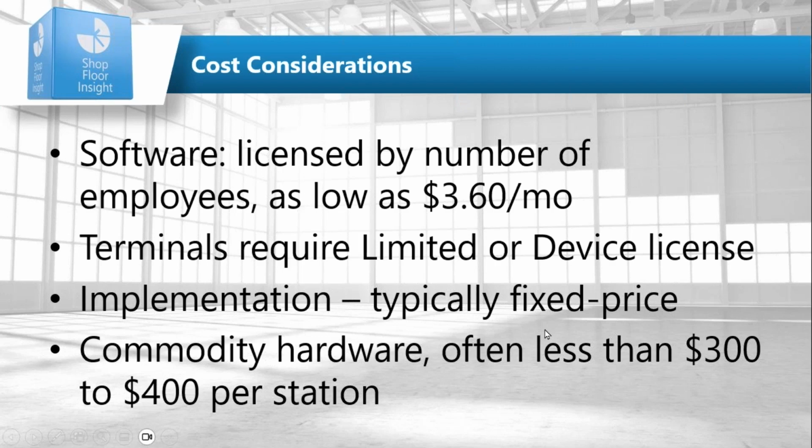For implementation, we do a fixed price implementation. So we'll do everything, training, configuration, support, all that kind of stuff at a fixed price. So that's easy to budget for. And then the terminals that you're dealing with, again, usually a few $100. The barcode scanner is probably half of that. And then a Chromebook or just a thin client PC with a consumer grade monitor. That's really all you need. And you've got your terminals set up out on the shop floor.